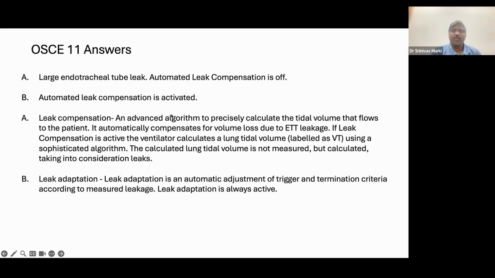Okay, Swati, I think we are better. At least somewhere they are not answered. Sir, Dr. Gaurav wants to understand leak adaptation again, sir. He has mentioned in the chat.